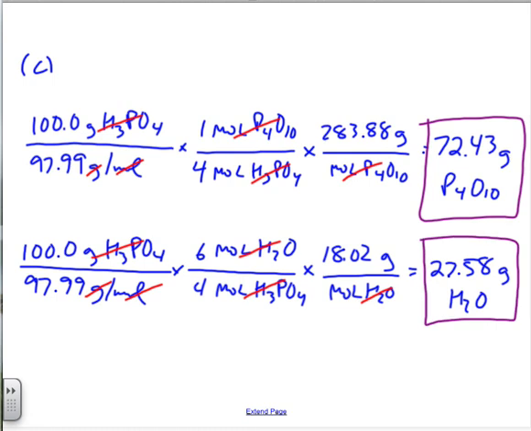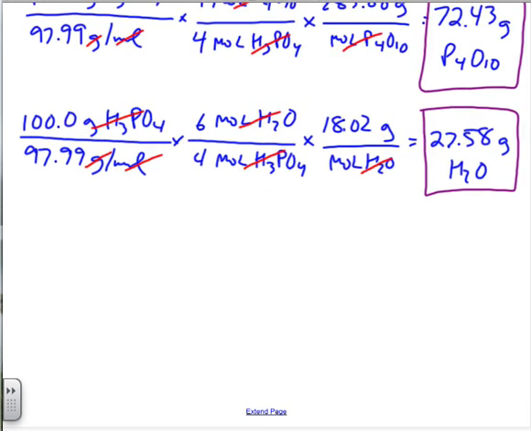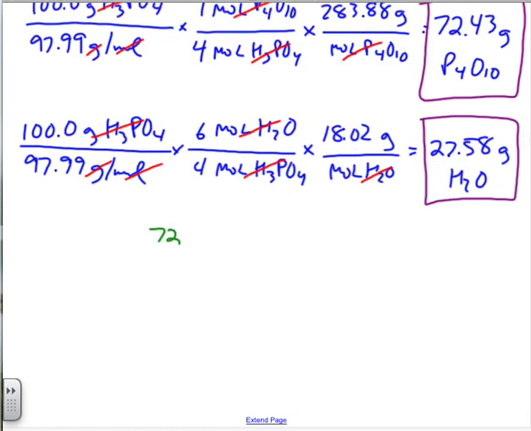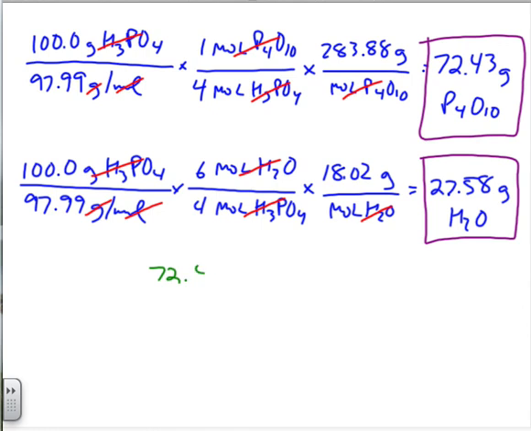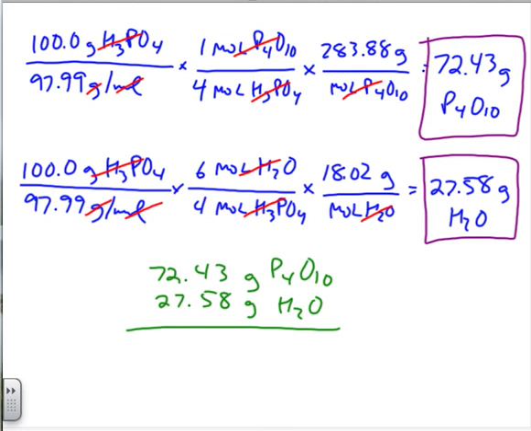Again, because I know the masses of every component in this reaction, I can check my work by using conservation of mass. 72.43 grams of P4O10 added to 27.58 grams of water gives me very nicely 100.01 grams of phosphoric acid, which is pretty cool. So that's the basics of mass-to-mass stoichiometry.